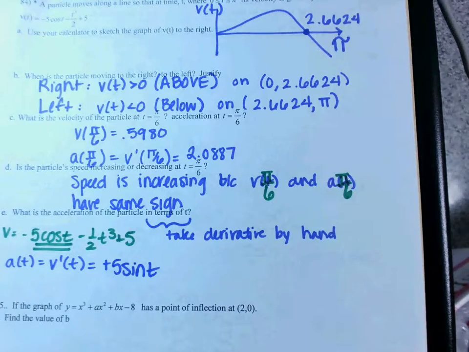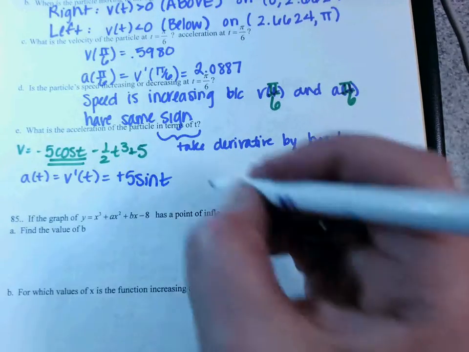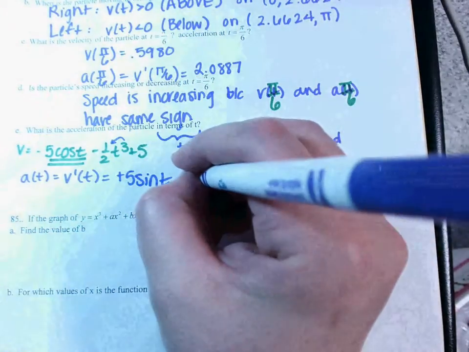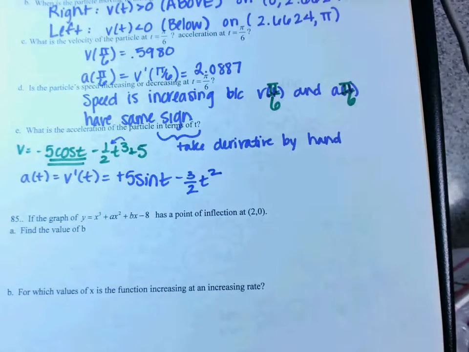Okay, then for my 1/2 t cubed, the derivative would be what? Take the 3, times it down. 3 times 1/2 is 3/2 t squared. And then what about the derivative of plus 5? 0, because it's a constant. Okay?